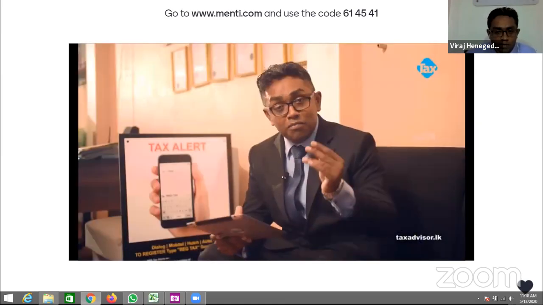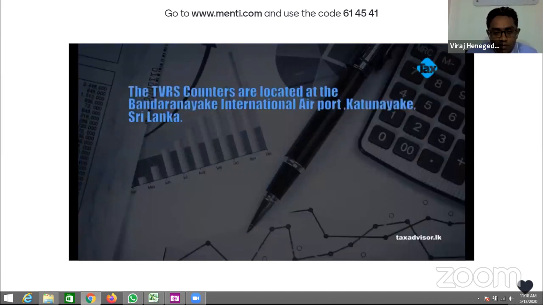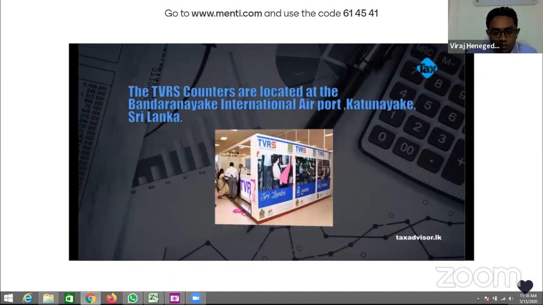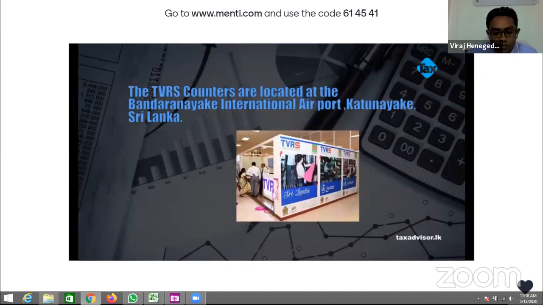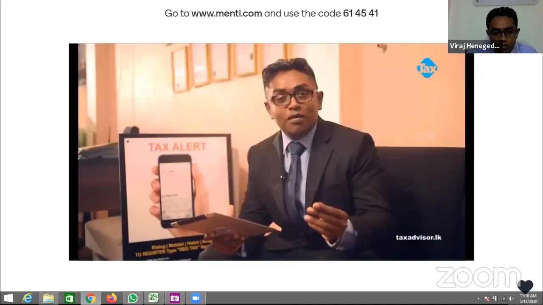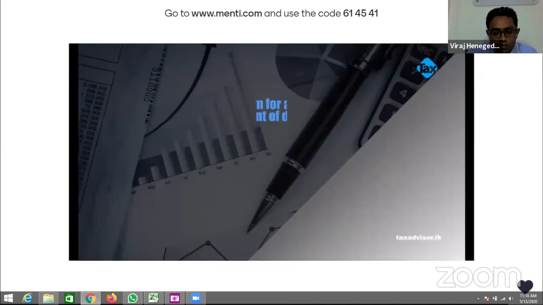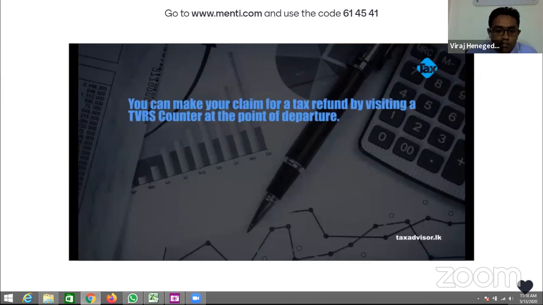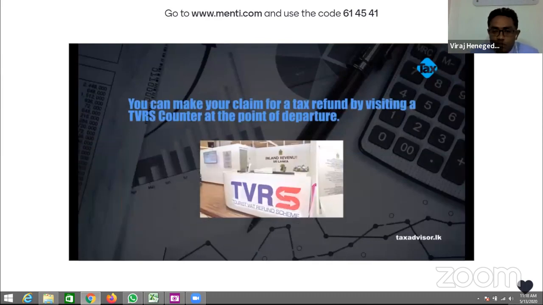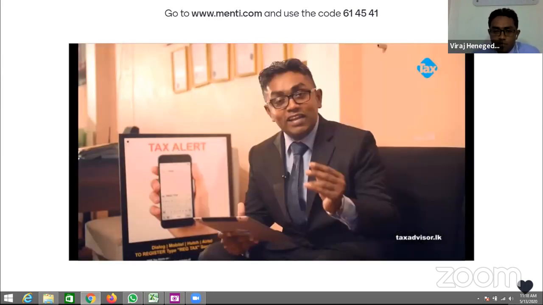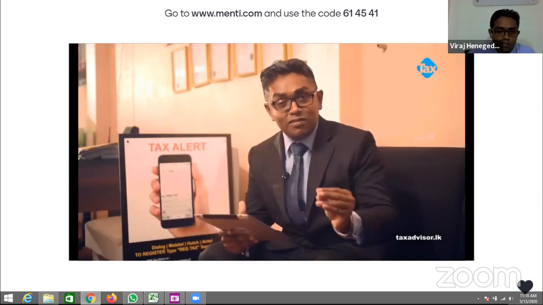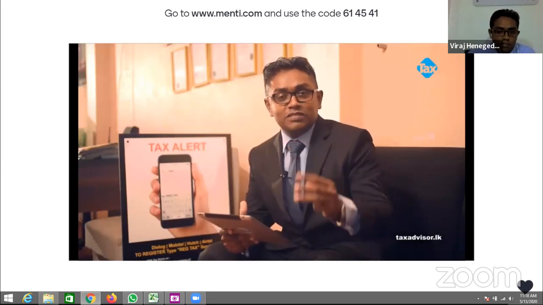Where to claim refunds? The TVRS counters are located at the Bandaranaike International Airport, Katunayake, Sri Lanka. How to claim a TVRS refund? You can make your claim for a tax refund by visiting a TVRS counter at the point of departure. Let's summarize the entire TVRS into 3 steps.